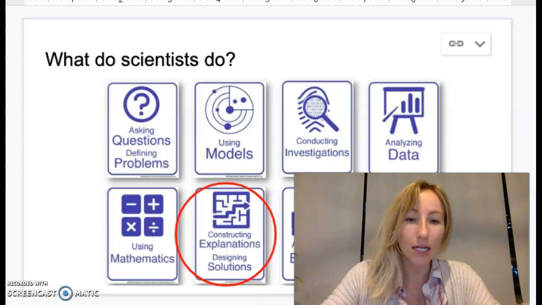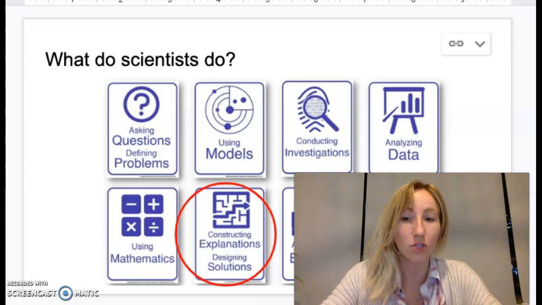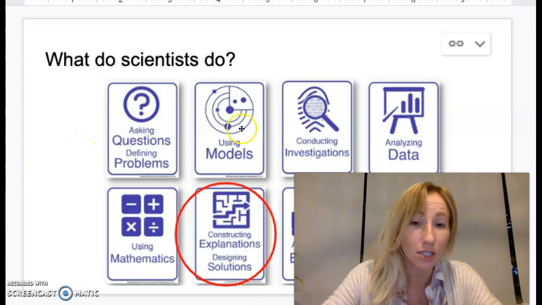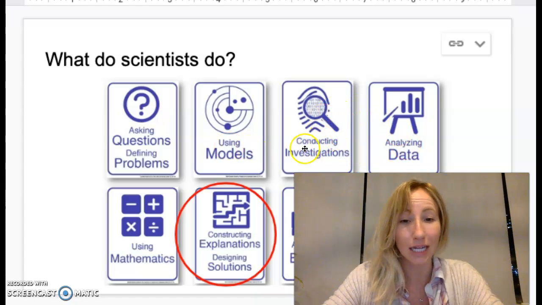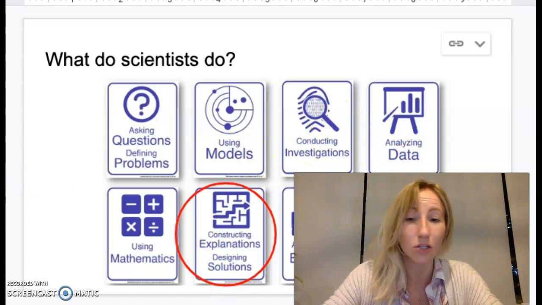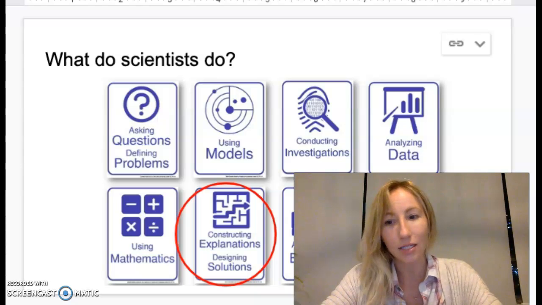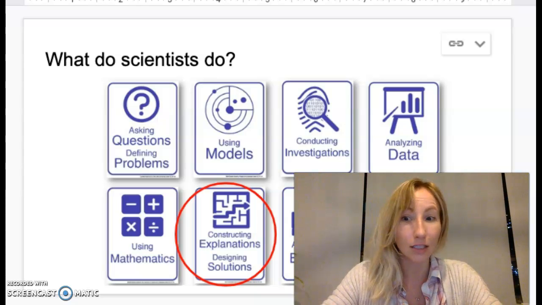And today is all about designing solutions. You guys have been doing a fantastic job asking very good questions and building some models and conducting some investigations. So today is about designing a solution to protect someone in a collision.